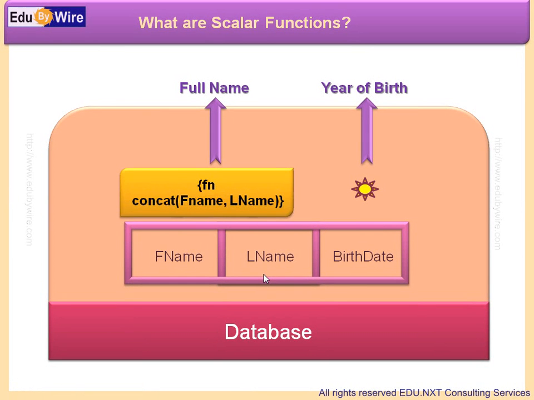So to concatenate fname and lname, you can use the scalar function concat, but note the curly brackets first, followed by the keyword fn, and then a call to the scalar function concat. Something similar is done if you want to extract the year from the birth date. Note the curly brackets, then the keyword fn, and then a call to the scalar function year. So this is how scalar functions can be used.